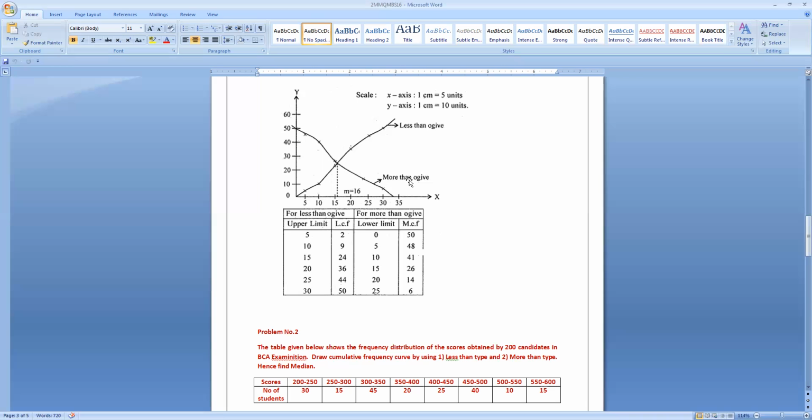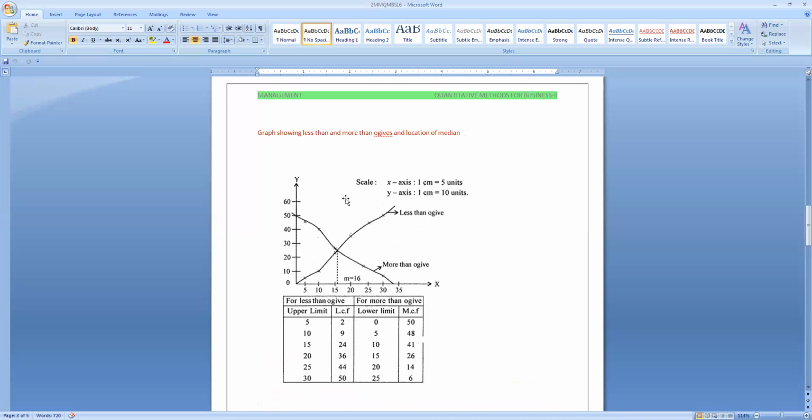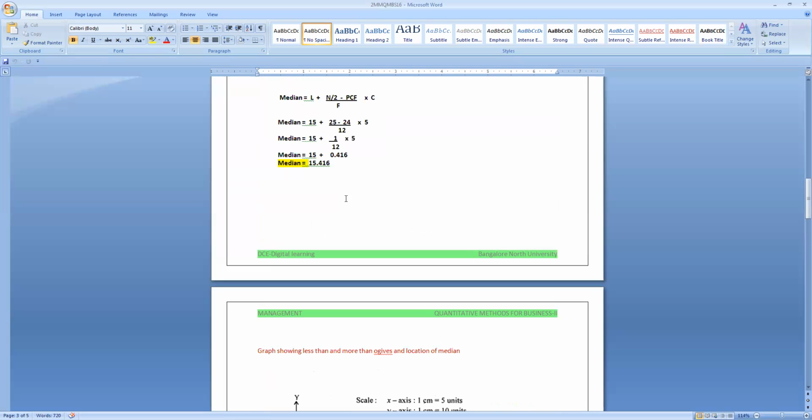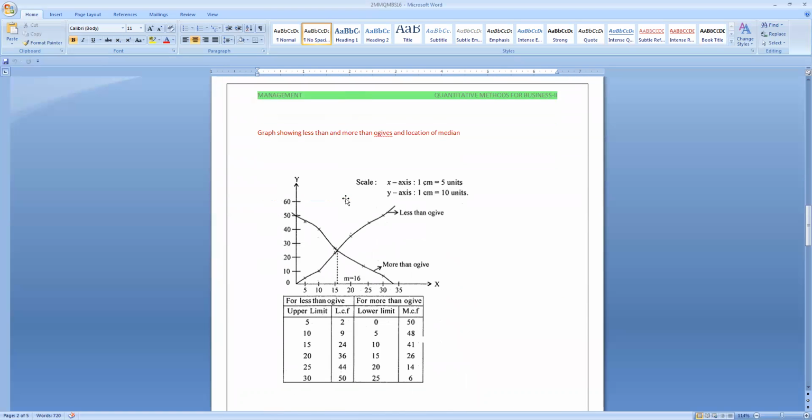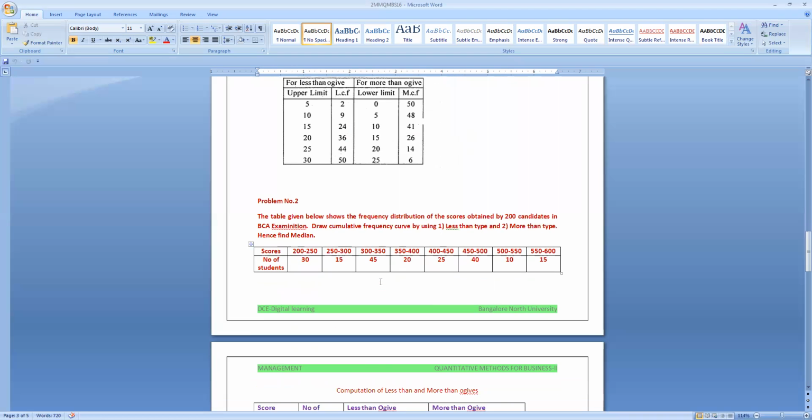Both the curves intersect at one particular point. Now we draw a perpendicular line to the x-axis from that point, which gives the value of the median. The value of the median here we got is 15.416. Rounded off, after 15 one small box is located, so the value of the median can be located on the graph. So this is how we construct the less than and more than ogives.